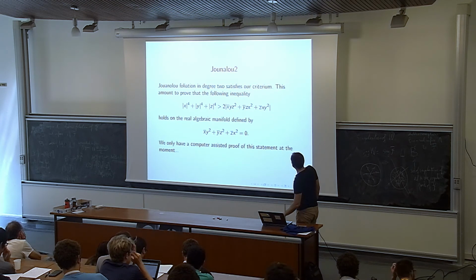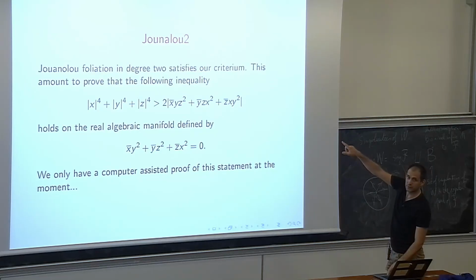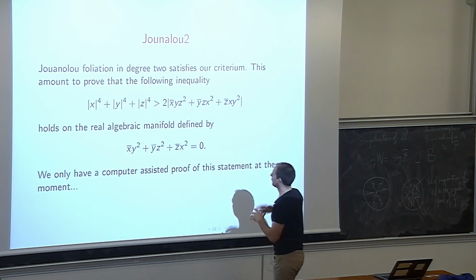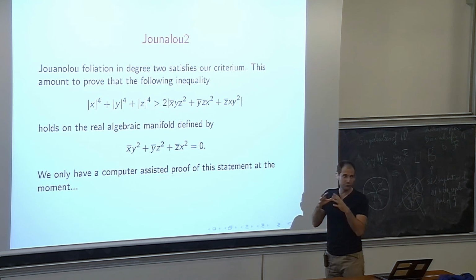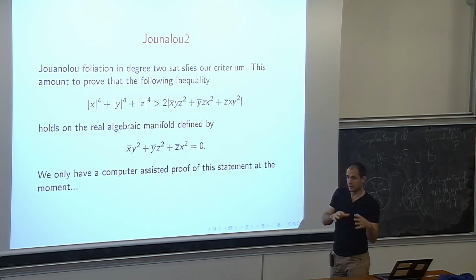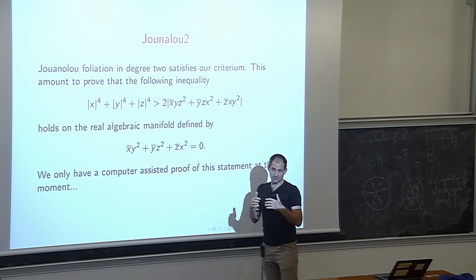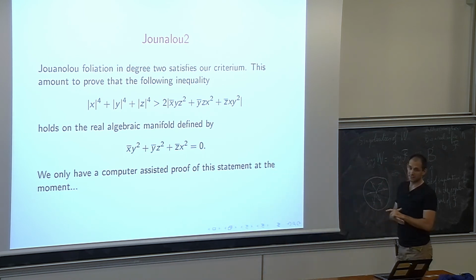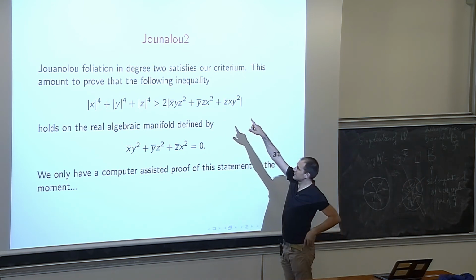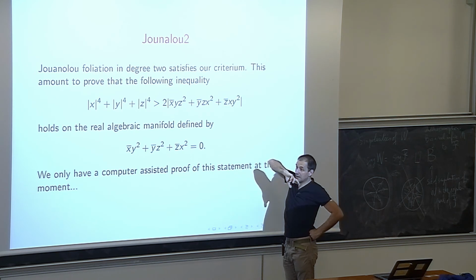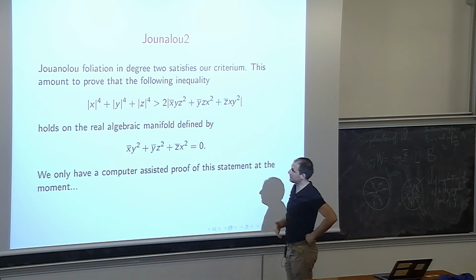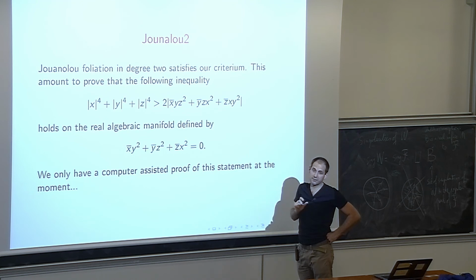Let me tell you. We are able to prove that in degree 2 the Jouanolou foliation satisfies our criterion. The good news of this criterion is that to prove that it is satisfied, we just have to verify that some algebraic inequalities are satisfied on a real algebraic manifold. In the case of the Jouanolou foliation, to verify that the critical points of f along the v trajectories are a local minimum is just computing the index, and computing the index is just a matter of an inequality on the partial derivatives of the function along the v trajectories.